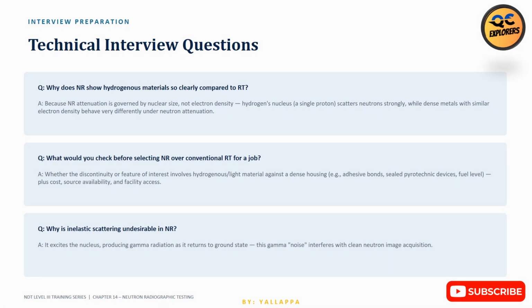Now let's move into a section that's especially valuable for anyone preparing for technical interviews or ASNT Level III certification.